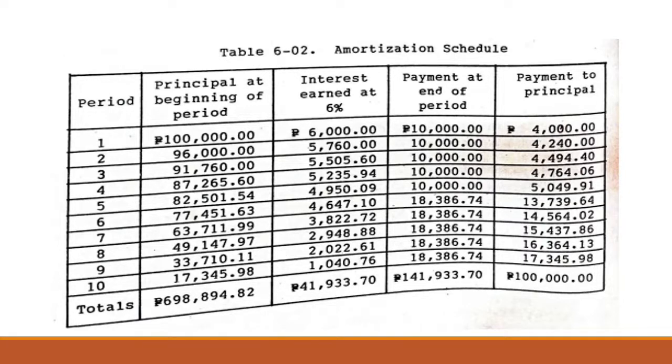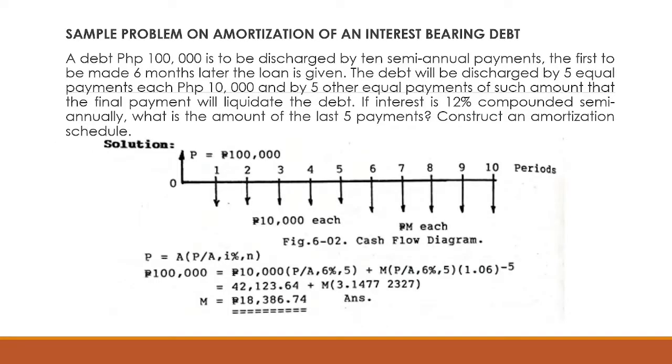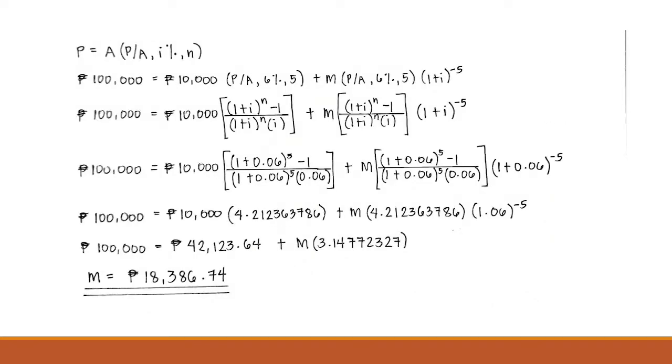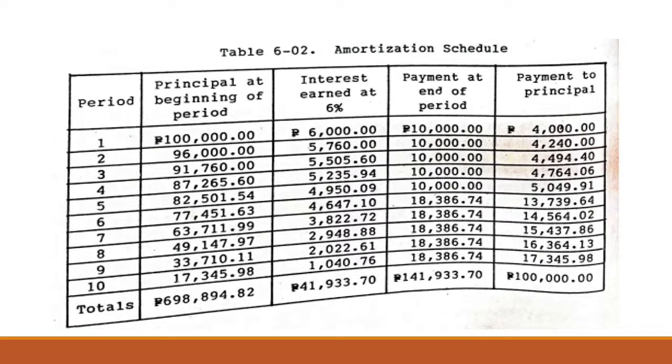And since this is where the amount of the last 5 payments, compounded semi-annually, begins, which is the total of 18,386.74, you minus the 4,647.10, and you will have the payment of principal 13,739.64. And so on, until you reach the 10th period.